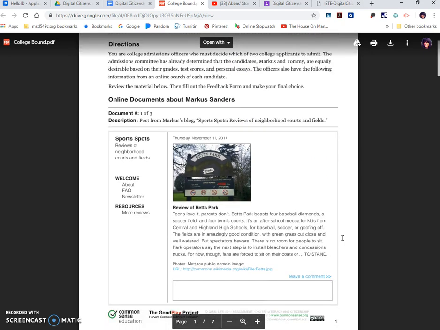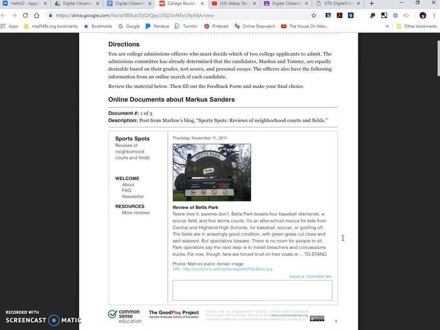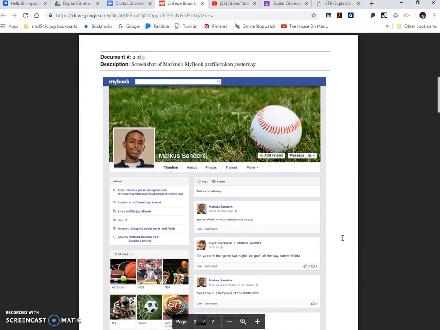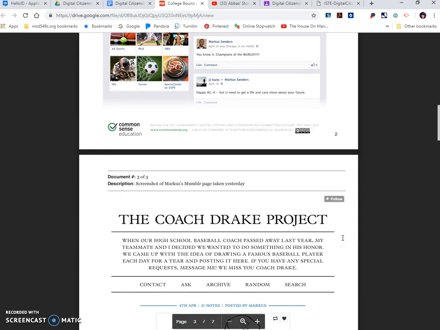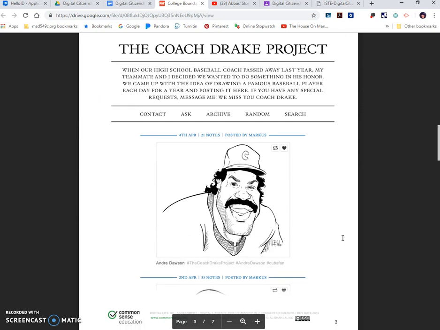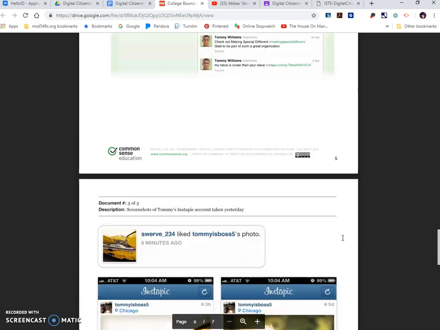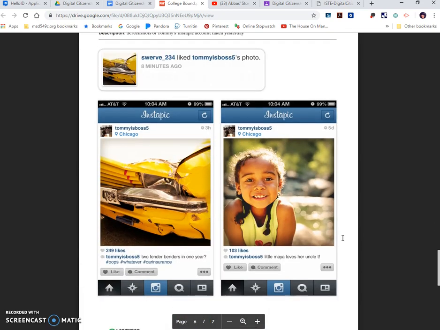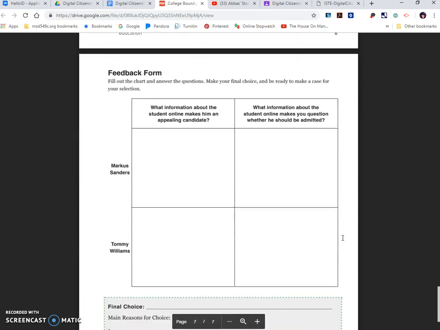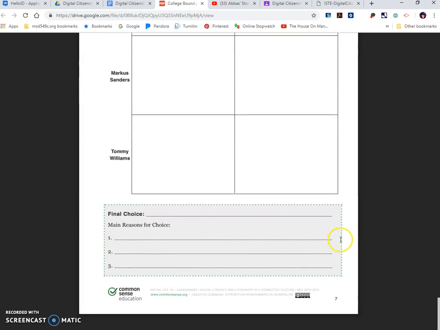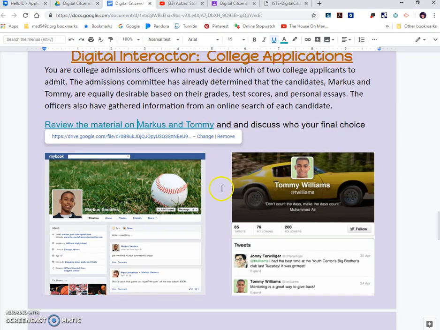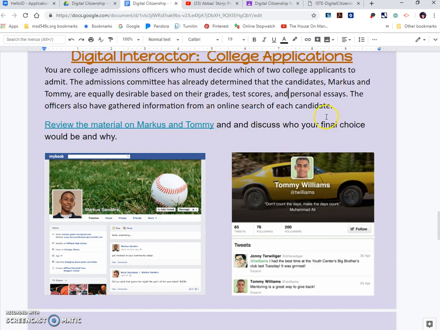So the activity has students just looking at the different social media clips from each student and then making the decision of who they think is the better candidate based on what they're seeing in their social media accounts. And I would say there really isn't a right or a wrong answer. But you will definitely have some interesting discussions if you go through both students' social media profiles. Okay, so you can do that activity and pause.